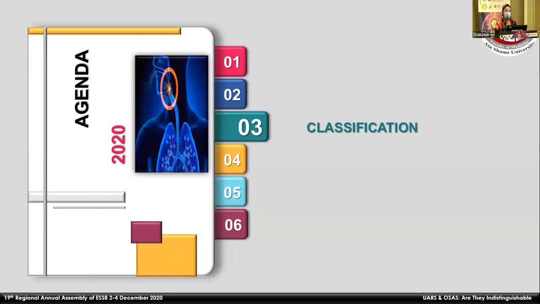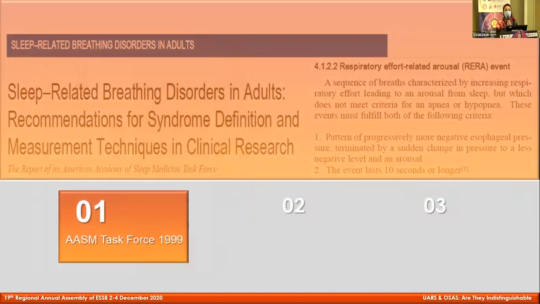What about the classification? Since the first introduction of this disease in 1993, the first task force was published by the American Academy of Sleep Medicine in 1999. It did not declare the upper airway resistance syndrome as a distinctive disease, but rather emphasized thoroughly the RERA, or the respiratory event-related arousal events.